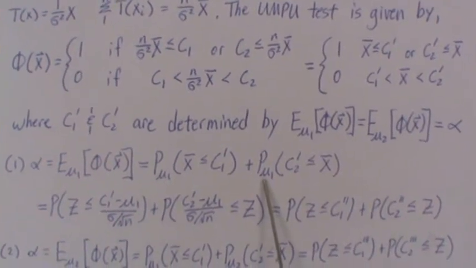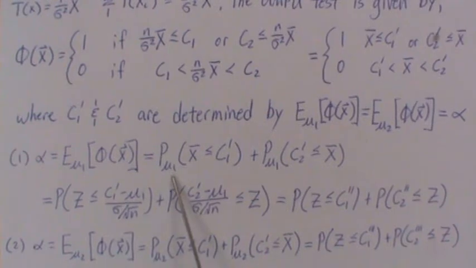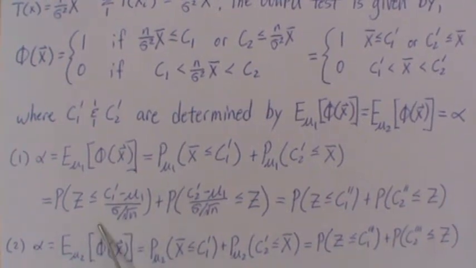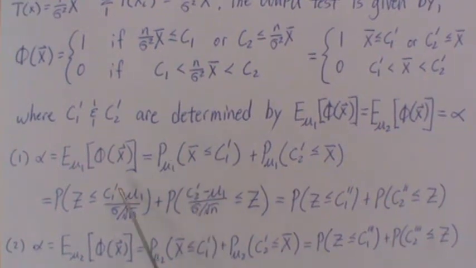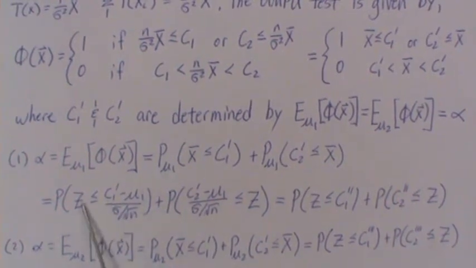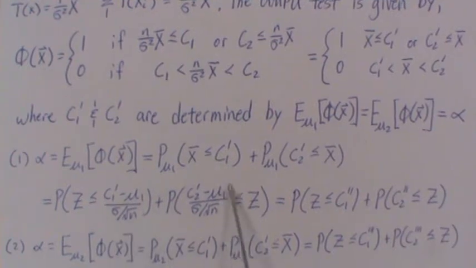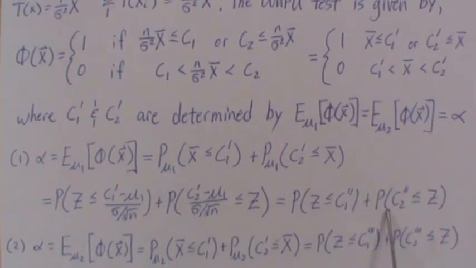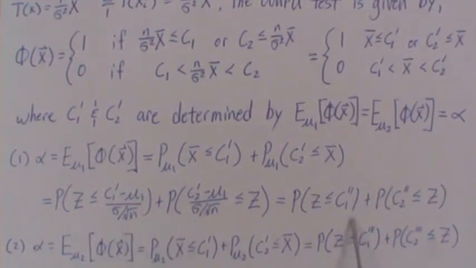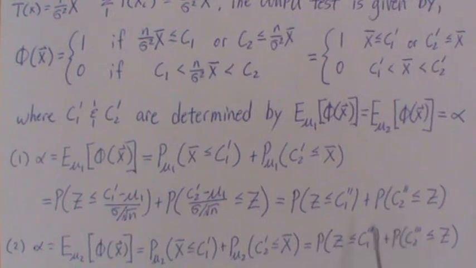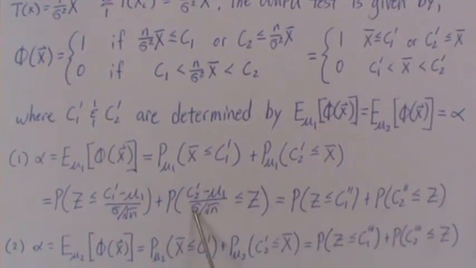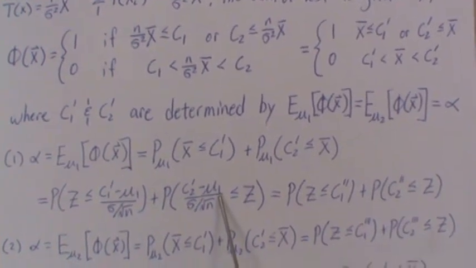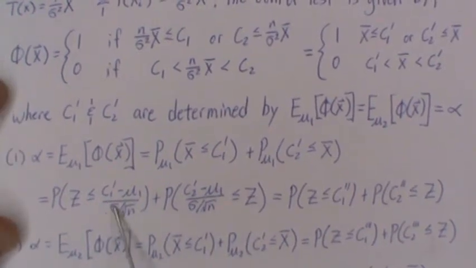Now if we subtract the mean, mu1, divided by the standard deviation, then it transforms it to a standard normal Z random variable. So that's what this is. Now you can generically call this C2 double prime, and this C1 double prime. You can use these to solve the equation, then back solve for C1 prime and C2 prime. But we'll use these equations.